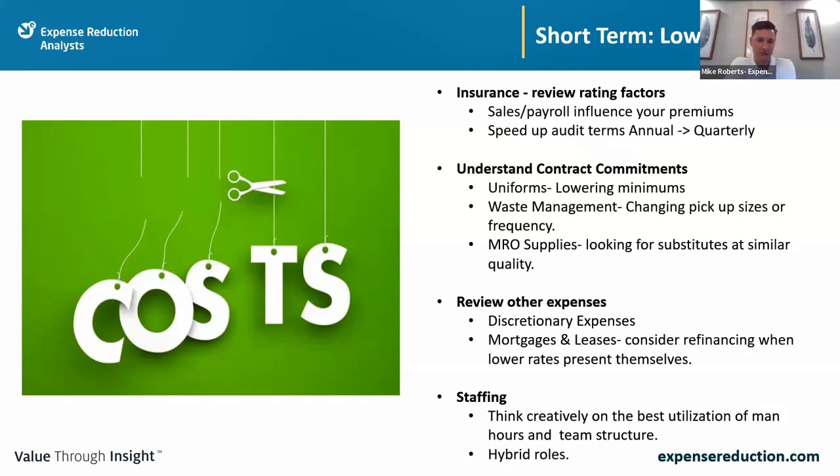But what we touch on here is really making sure that your sales and payroll, that they influence your premiums, right? So one thing that you can do to improve your insurance rating factors is to speed up audit terms, moving it from annual to quarterly. At times that is a way to free up expenses and lower your expenses within the insurance space. Obviously understanding contract commitments is always important.